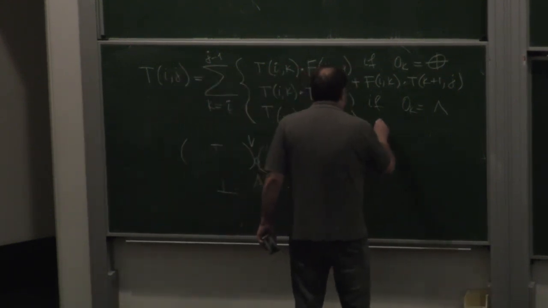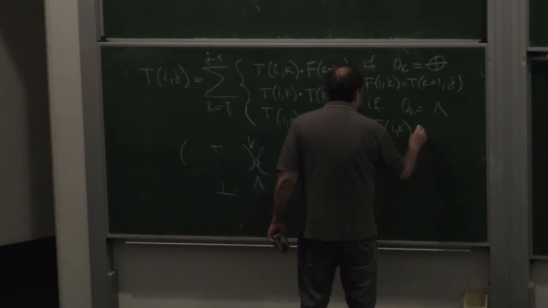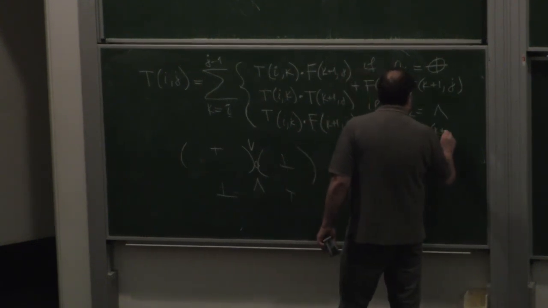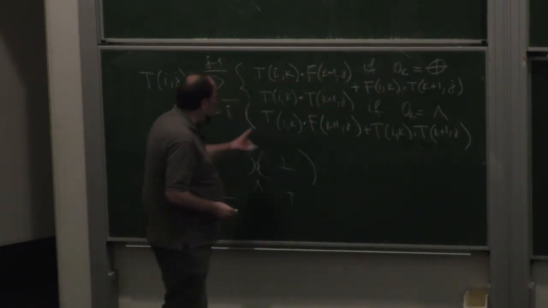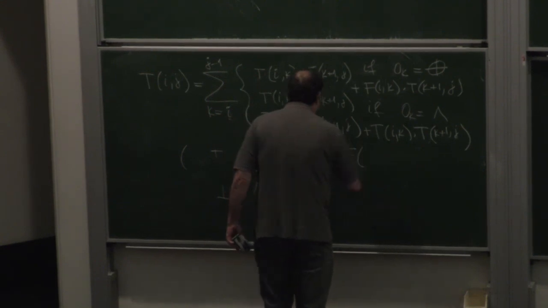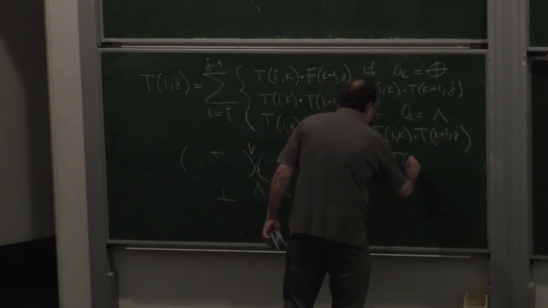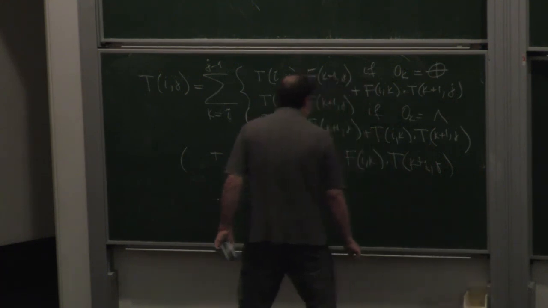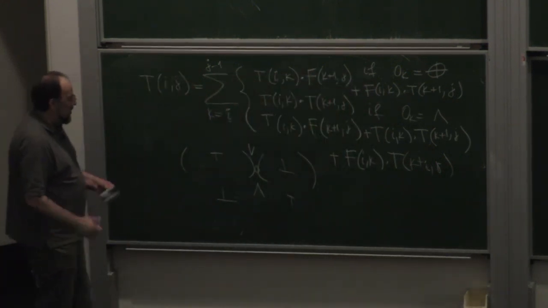Plus true of I k and true of k plus 1 j. So true, true. And finally plus false of I k times true of k plus 1 j. And now these are disjoint. There is no double counting involved at all.